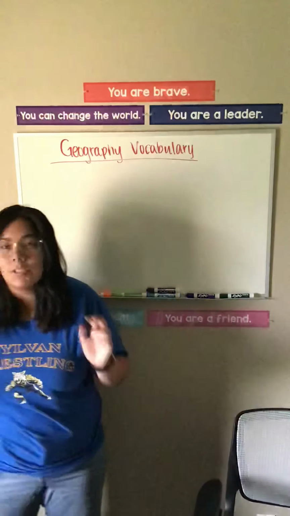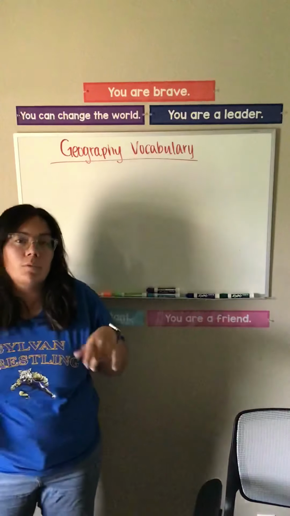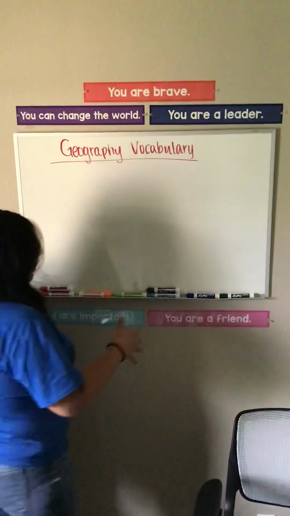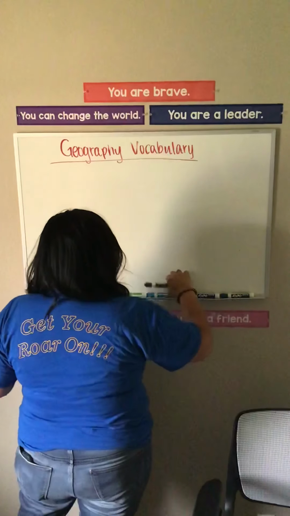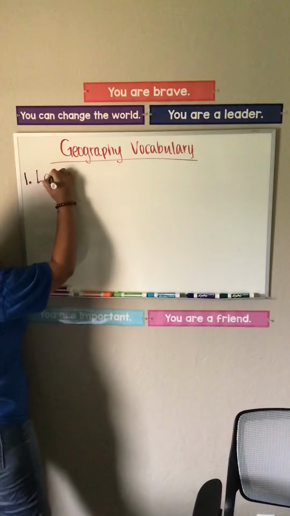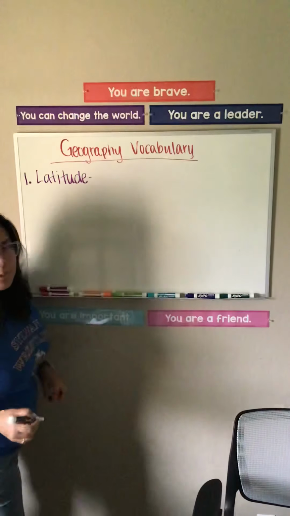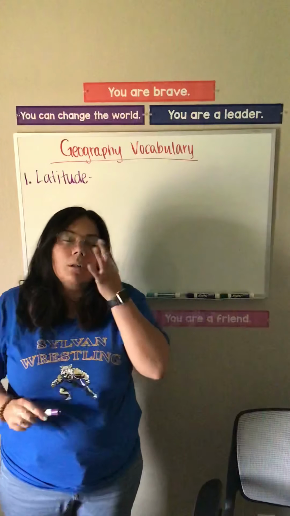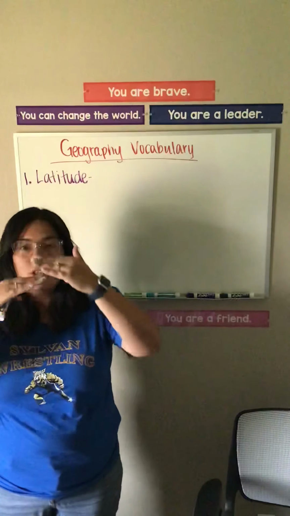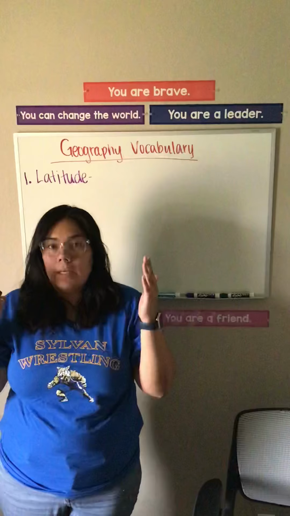Alright guys, so we're going to start our new unit on geography. We're going to start out by learning a few geography vocabulary terms, okay? The first term is latitude. There's these things called latitude and longitude, and it's a way of measuring. They each measure distance. One goes north to south and one goes east to west, okay?